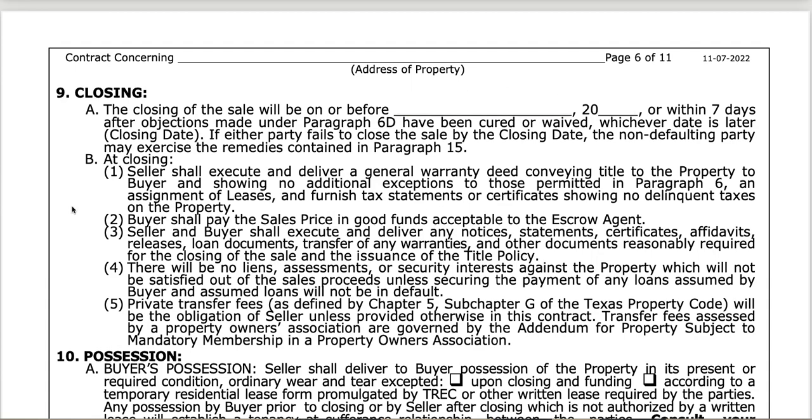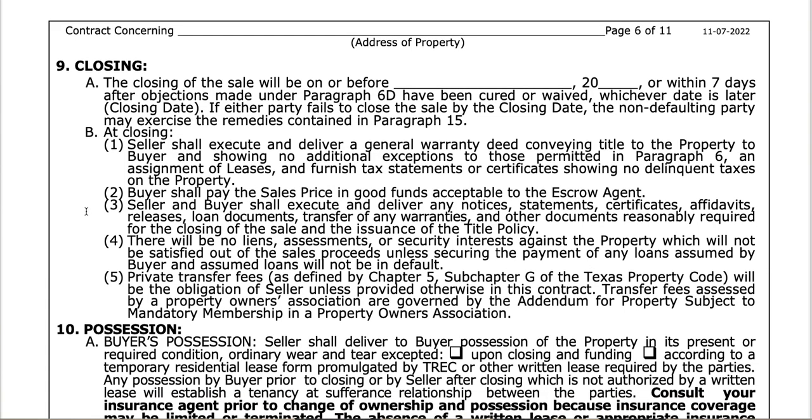At closing, seller shall execute and deliver a general warranty deed conveying title to the property to buyer and showing no additional exceptions to those permitted in paragraph 6. An assignment of leases and furnished tax statements or certificates showing no delinquent taxes on the property. Buyer shall pay the sales price in good funds acceptable to the escrow agent. Seller and buyer shall execute and deliver any notices, statements, certificates, affidavits, releases, loan documents, transfer of any warranties, and other documents reasonably required for the closing of the sale and the issuance of the title policy.